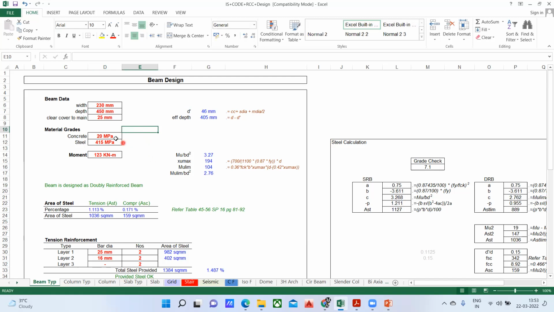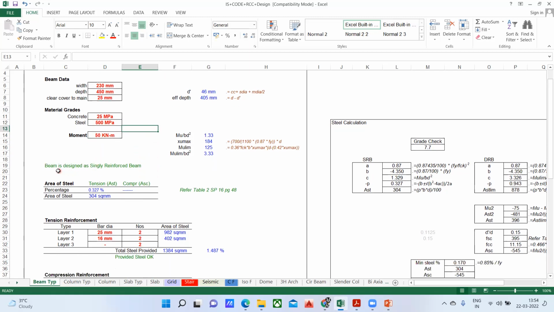Got it? So again, what is the grade of your concrete? Let us say I'm making use of M25 grade of concrete. And the steel, let us say we are going for Fe500, right? And then you have to input the moment here. This moment you are going to get from ETABS. But still, for our understanding, I'm taking a small moment. Let us say it's 50 kilonewton meter. Got it? The moment you do this input, you're going to get all the output here.